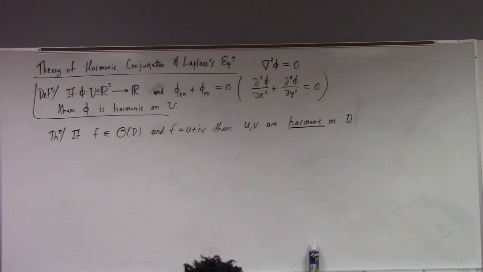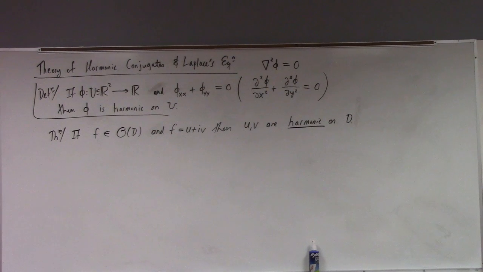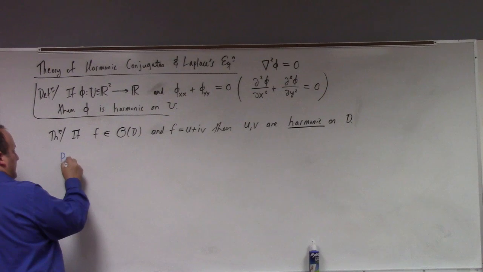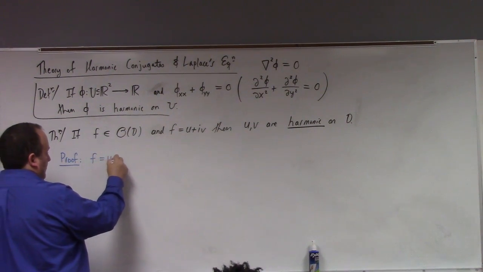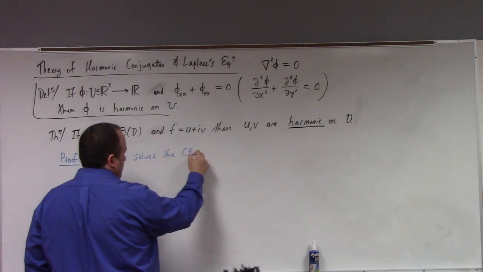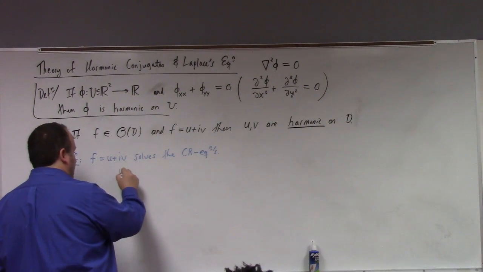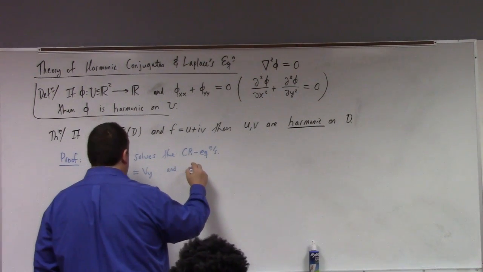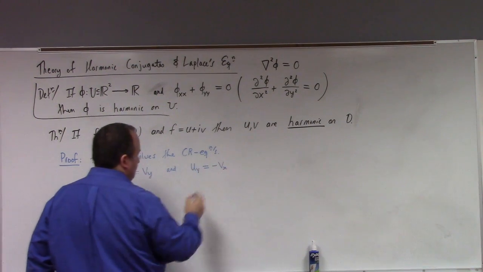So let's work it out. What's the proof? So the proof goes like this. f equals u plus iv solves the CR equations, the Cauchy-Riemann equations. And so what's that mean? That means that ux is equal to vy, and uy is minus vx.